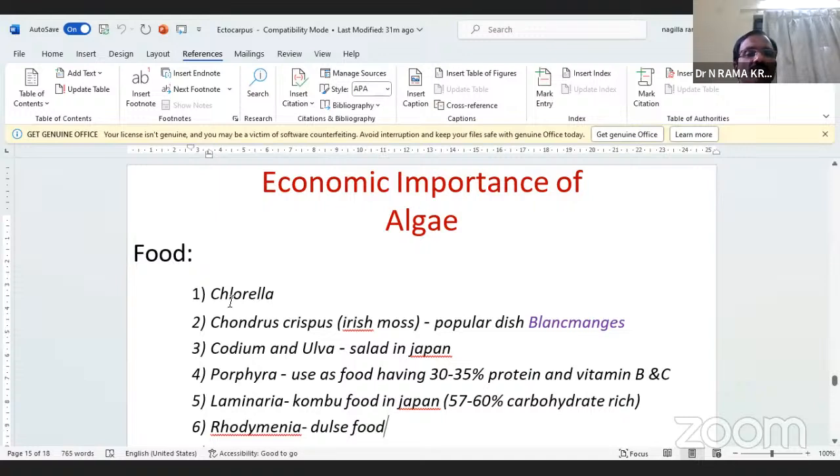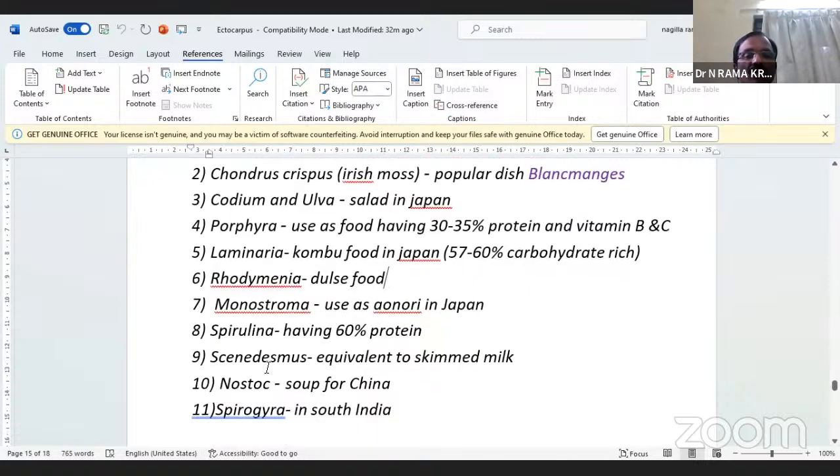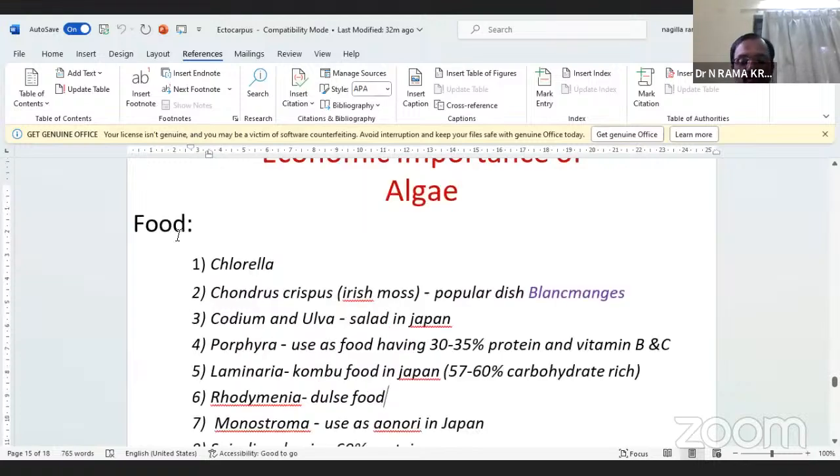When I show the Chlorella plant, we use it as food. Likewise, Spirulina contains 60% protein. Nostoc is also used in soup. Spirogyra is also used as a soup. So this is the food purpose.